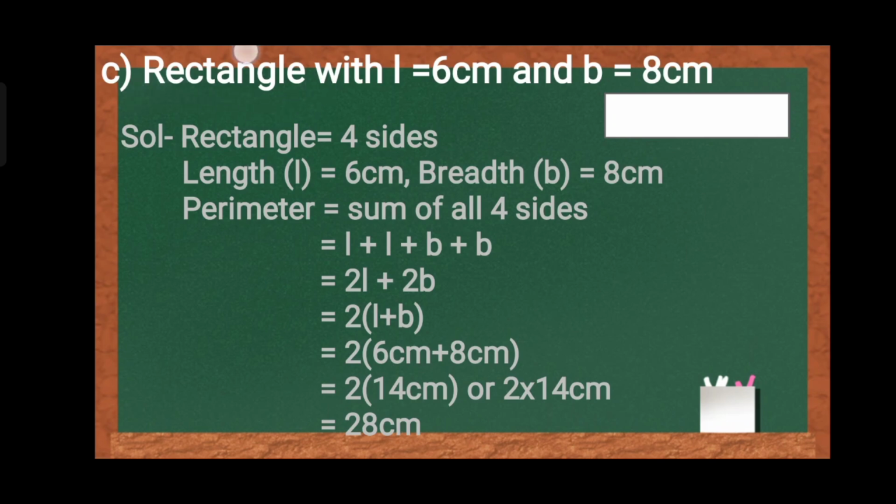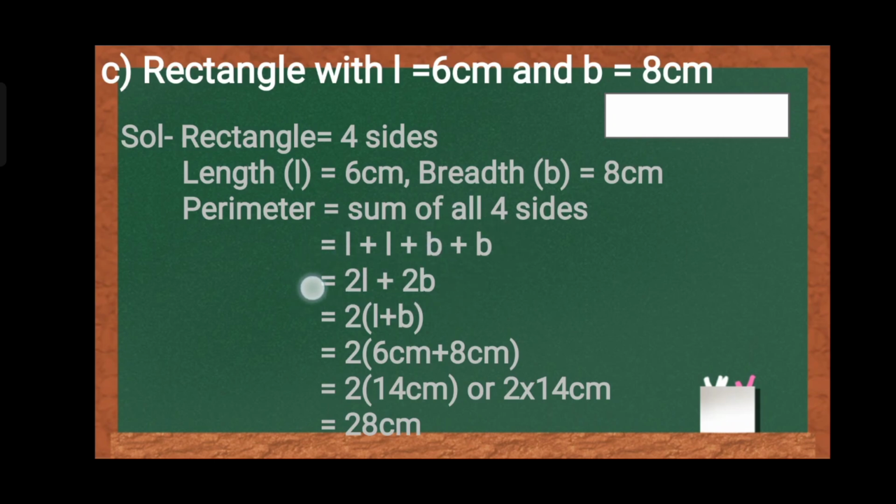We have to find out the perimeter of a rectangle with length, this L represents the length, 6 centimeter, B for breadth is equal to 8 centimeter. When you start the solution, you will write rectangle equals 4 sides. Length L is given 6 centimeter, breadth B is given 8 centimeter and perimeter is sum of all 4 sides. So sum of all 4 sides means L plus B plus L plus B. Here we can see 2 times length and 2 times breadth is given.